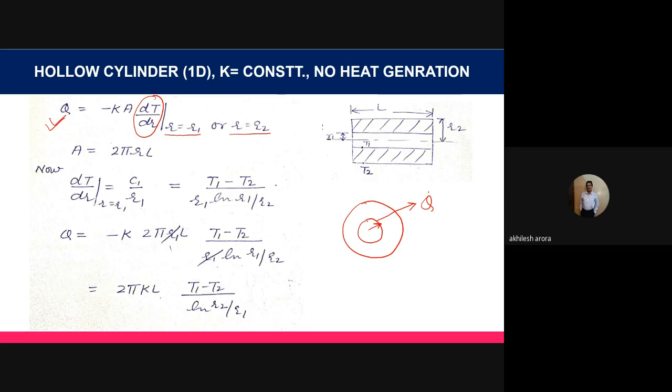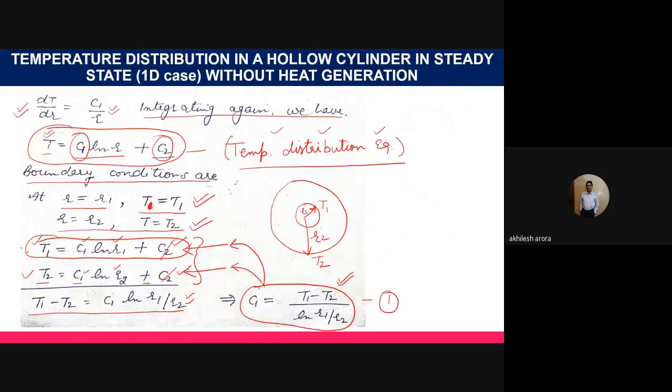Now, what is the area of the cylinder in this particular case through which the heat transfer is taking place? That is given by 2 pi r into L. So this is the circumference multiplied by the length of the cylinder. So the total area through which the heat transfer is taking place is given by 2 pi r L. And we calculated the value of dT by dr initially. Let me show you the previous slides.